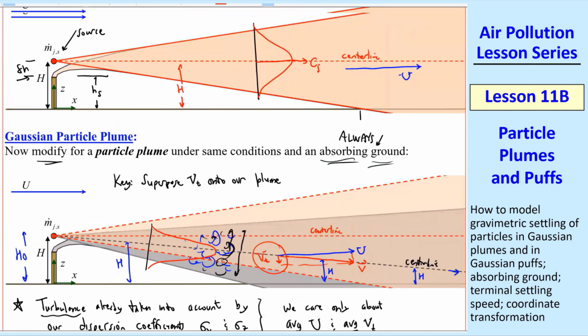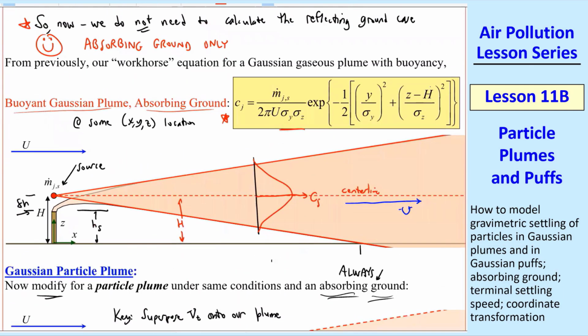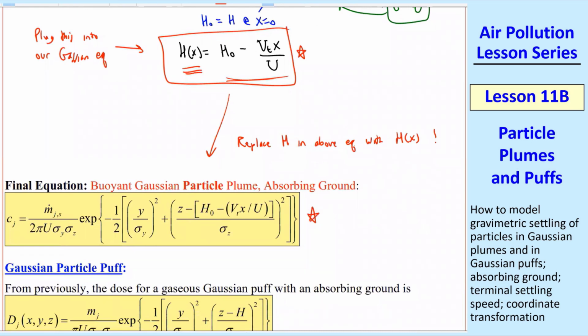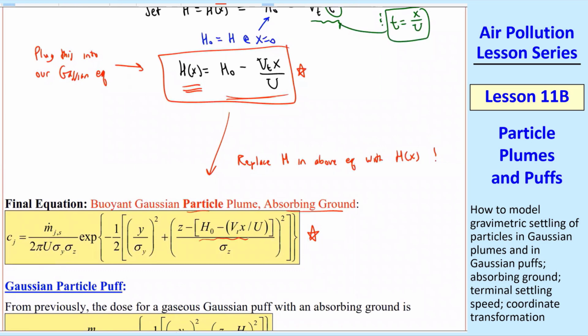So go back to our original equation where we have an h. Just replace that h with this equation h of x. It's just a nice little trick. So that's all I did. The final equation then is this equation for a particle plume, and it's always going to have an absorbing ground. Anytime you have a particle plume, you have to have an absorbing ground. So all we did was change that h to this expression for our effective h. And that's all there is to it. This equation is on the equation sheet, by the way.